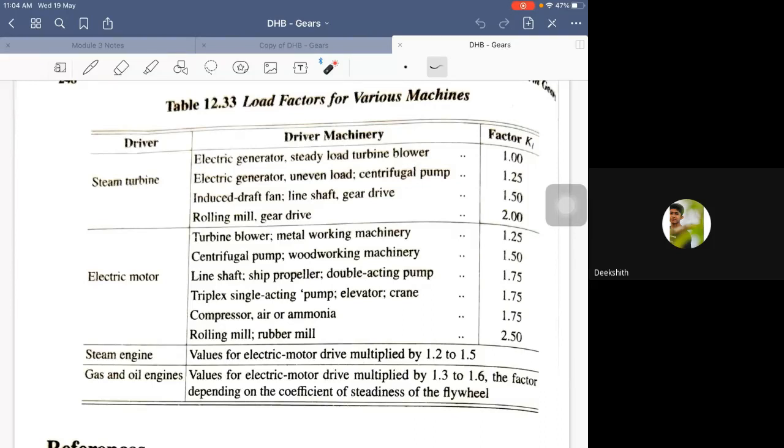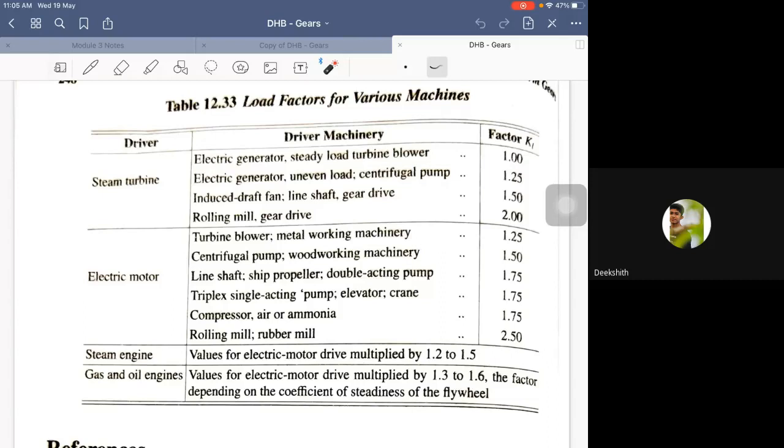Here, the machinery, which is the driver and which is the driven, has to be given. Whether it is driven by an electric motor connected to a pump or a steam turbine, or, if you come to a driven member, whether it is rotating a rubber mill, a compressor, or a pump. What are you driving? If any of those informations are given, you can choose these factors. Is any information given in the problem regarding what is driver and what is driven? Is the pump rotating or is a fan rotating? Anything given in the problem?